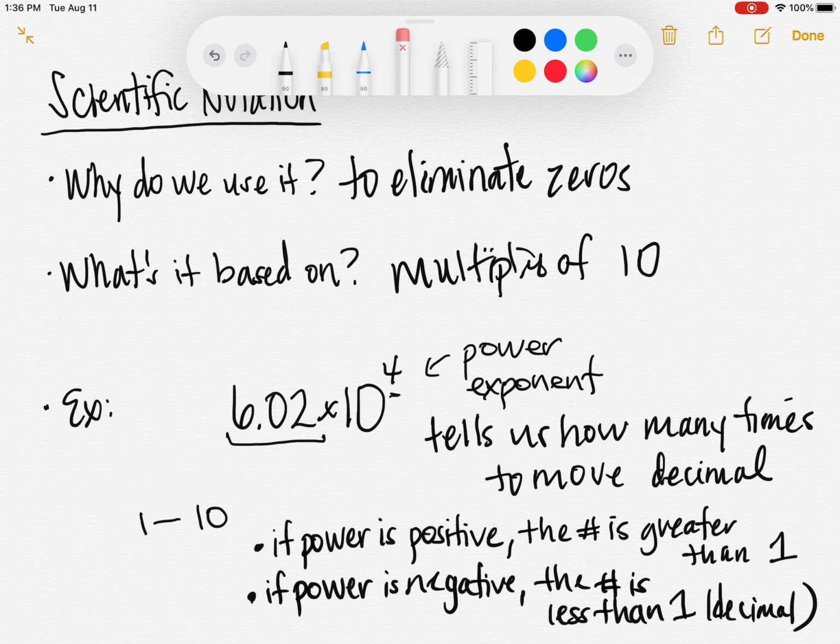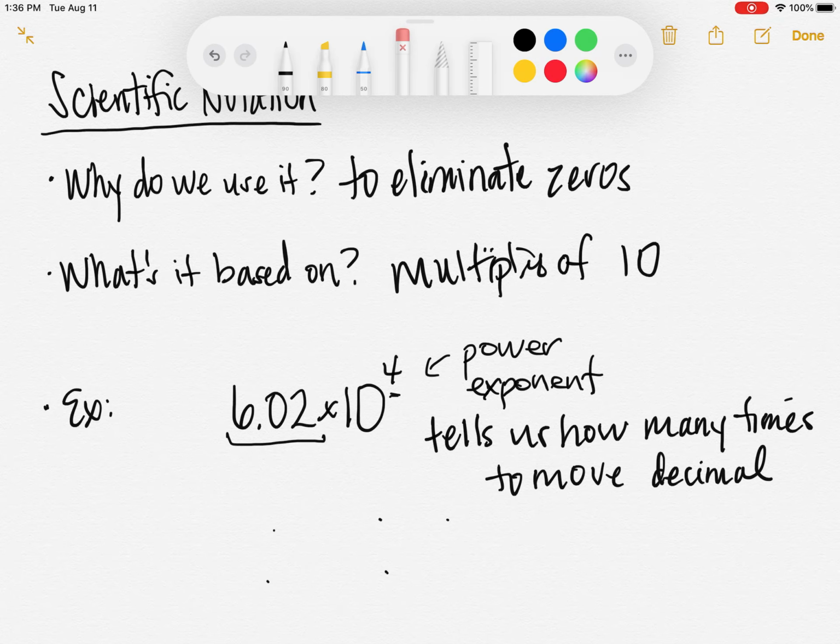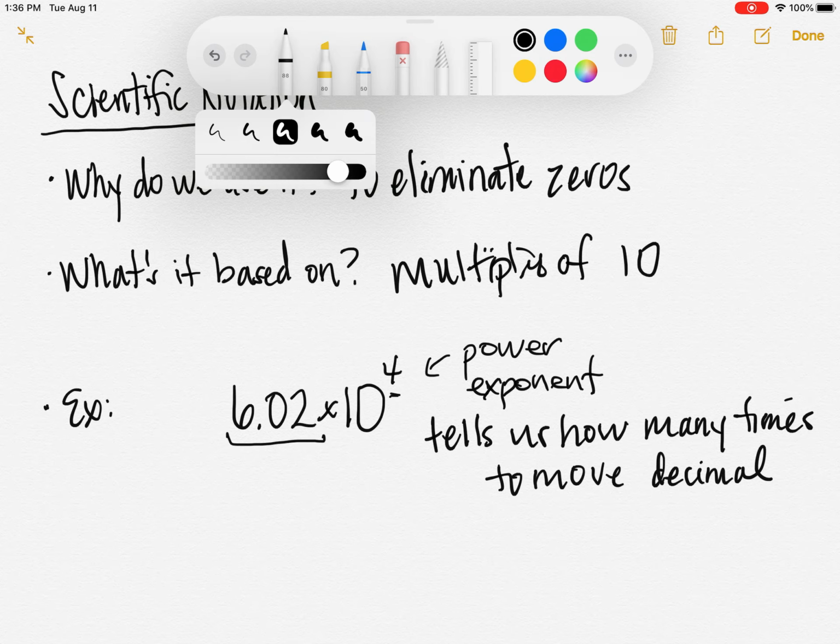So, real quick, let me get rid of some of this so that we can do this practice example. So in this number, the 6.02 times 10 to the fourth, we've already said that power is positive, which means it's going to be a large number.